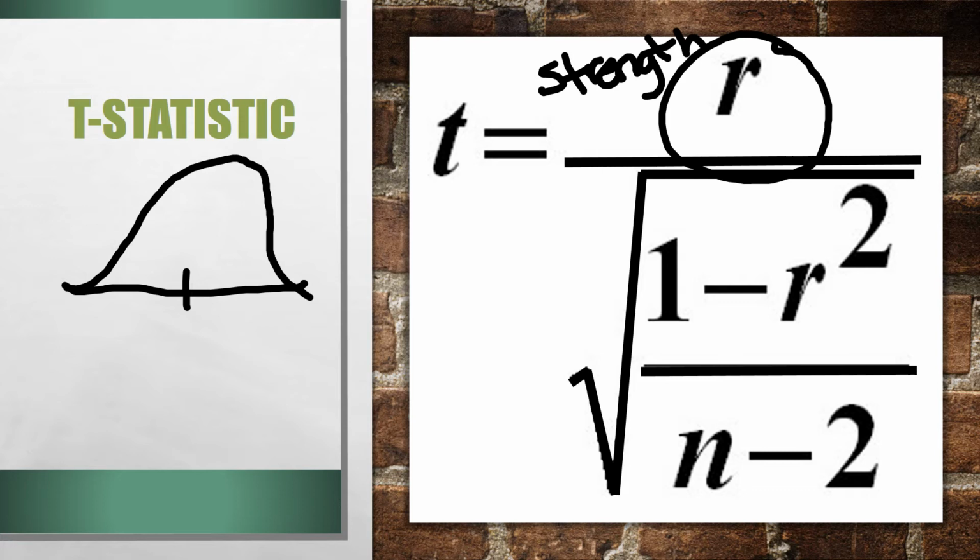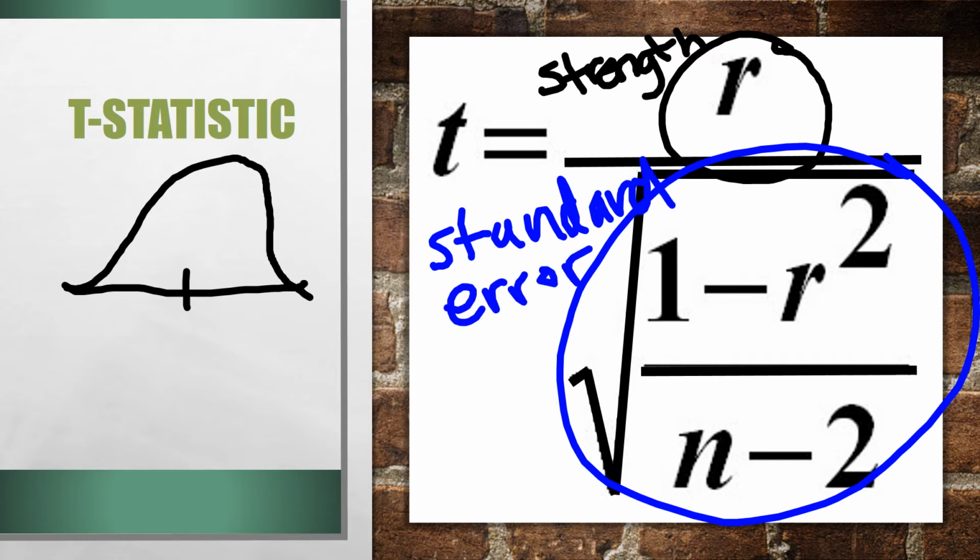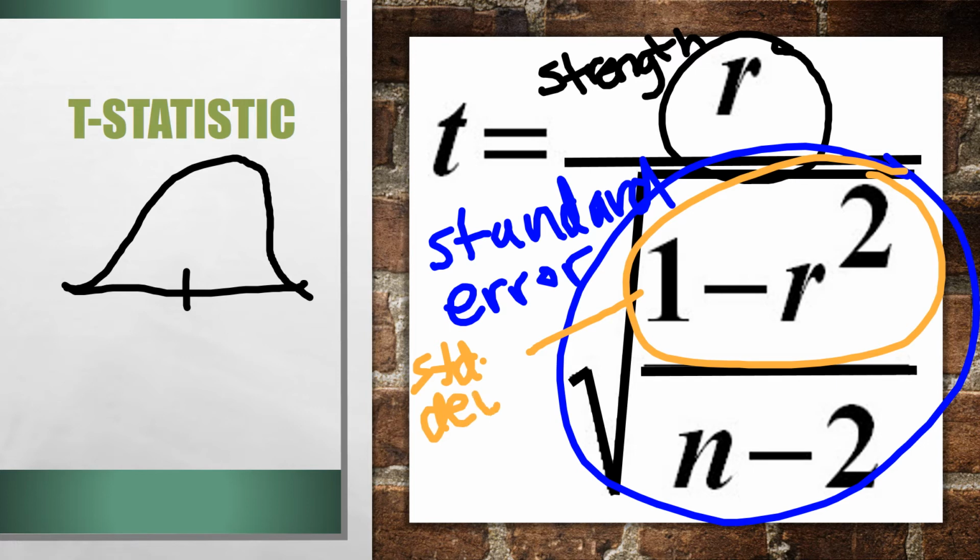And then at the bottom here, I'm going to put this in blue. This is the standard error of the t-statistic for a correlation. And so here we have that, and you can kind of make parallels to the other t-statistics that we're used to. So here in yellow, this is kind of like the standard deviation, but for the relationship.